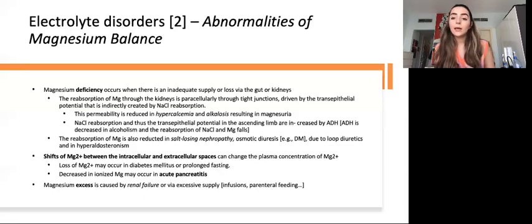For magnesium excess, sometimes it can be caused by renal failure. If the glomerular filtration rate is reduced, magnesium excretion can be maintained by a reduction in reabsorption. But if the glomerular filtration rate falls below a certain number, then it can no longer be compensated by the absorption, and therefore you get hypermagnesemia.